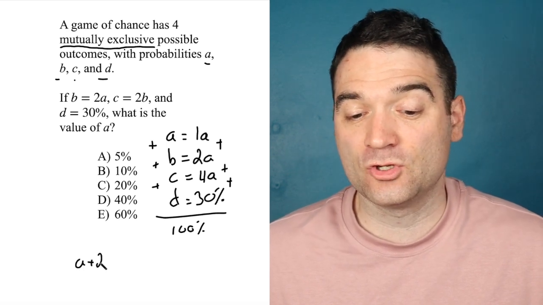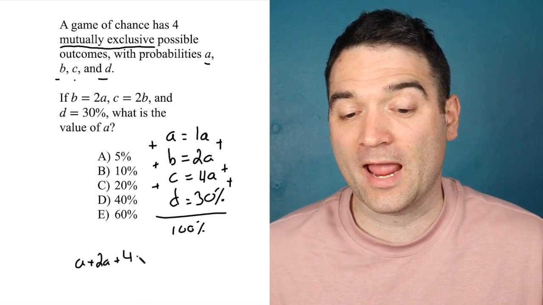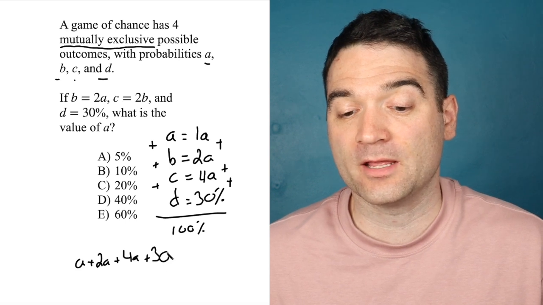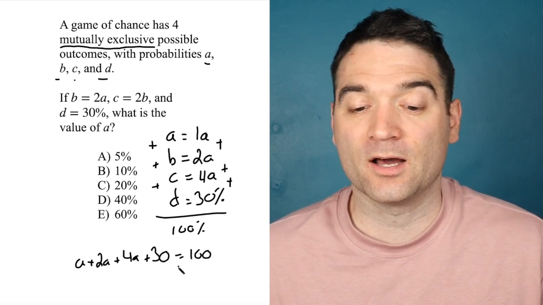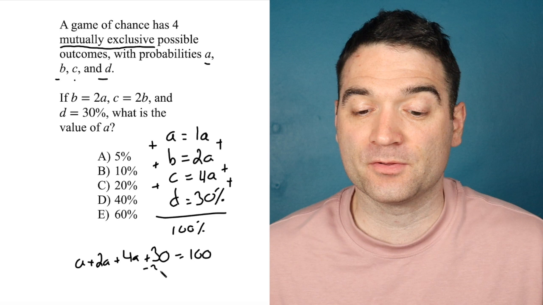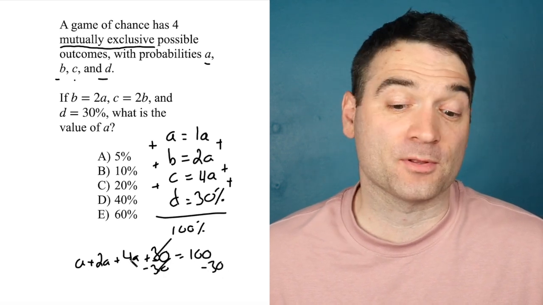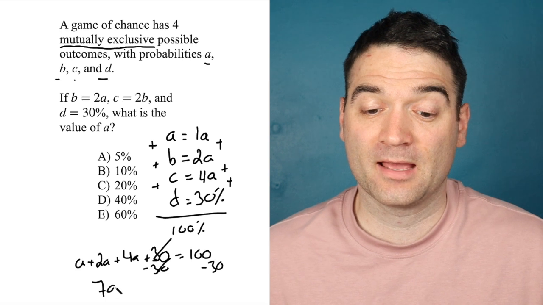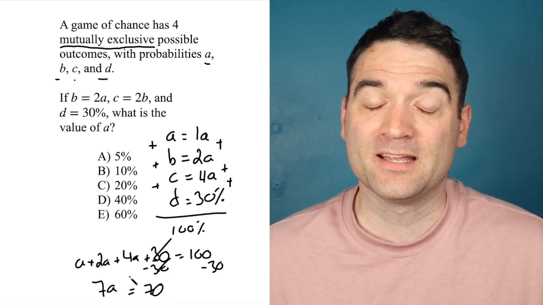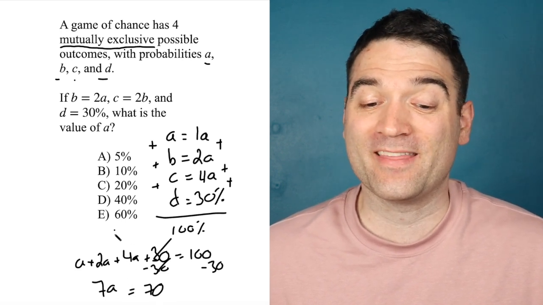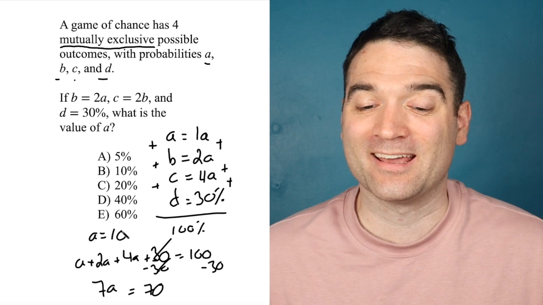A plus 2A plus 4A plus 30 equals 100. So subtract 30 from both sides. There we go. And we get A plus 2A plus 4A, so that's 7A, has to equal 70. Divide both sides by 7, we find that A is equal to 10, or 10%.